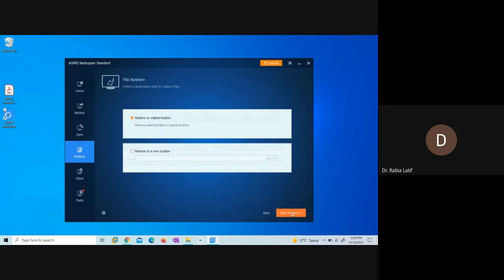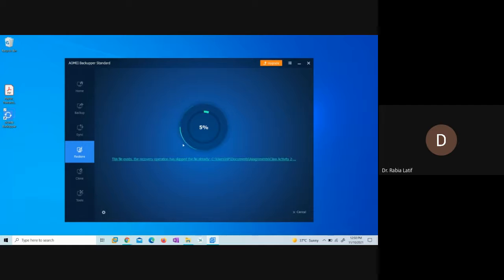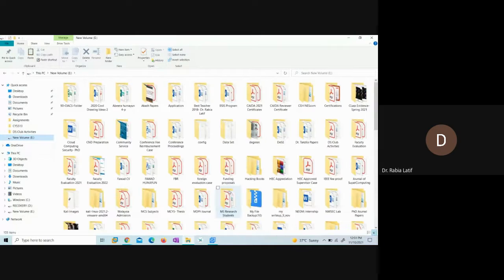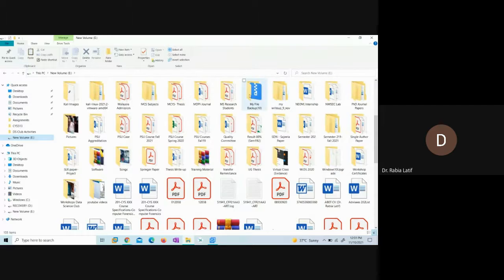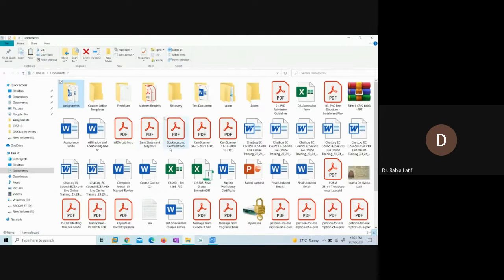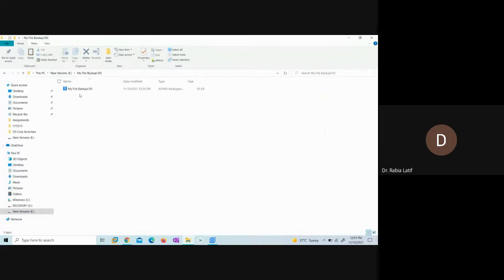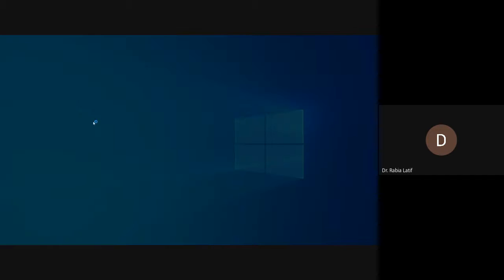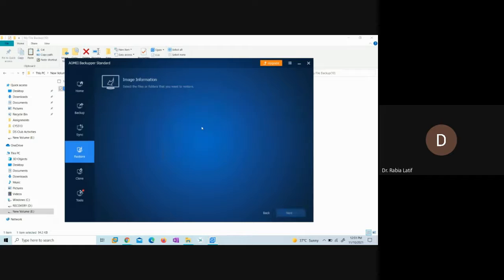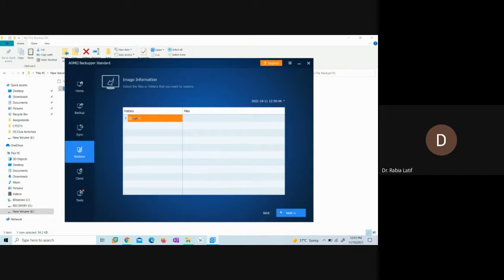Next, original location. So this is basically me restoring my backup. First let me show you the backup which I took now. So this is my backup that I did now. Let me go back to the assignment folder. Sorry, this is my backup. Now in order to restore it, for example, click restore, the same location, and next.